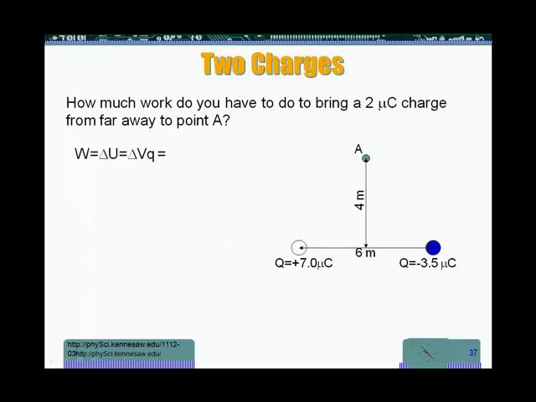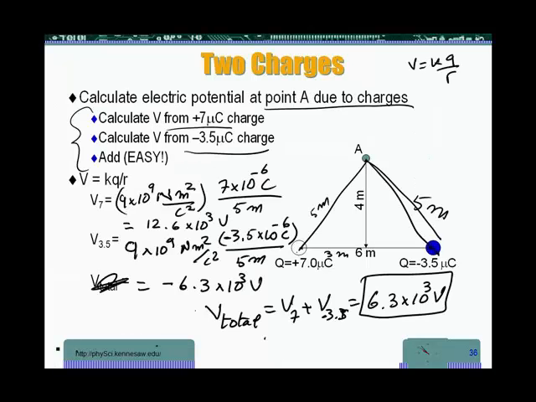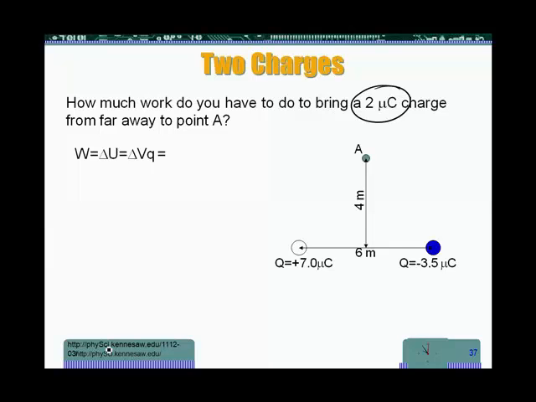In this question here, they are asking us how much work we have to do to bring a 2 microcoulomb charge from far away to point A. We just calculated from the previous screen that the electrical potential at point A is 6.3 times 10 to the 3 volts. So we know that the electrical potential here is 6.3 times 10 to the 3 volts.